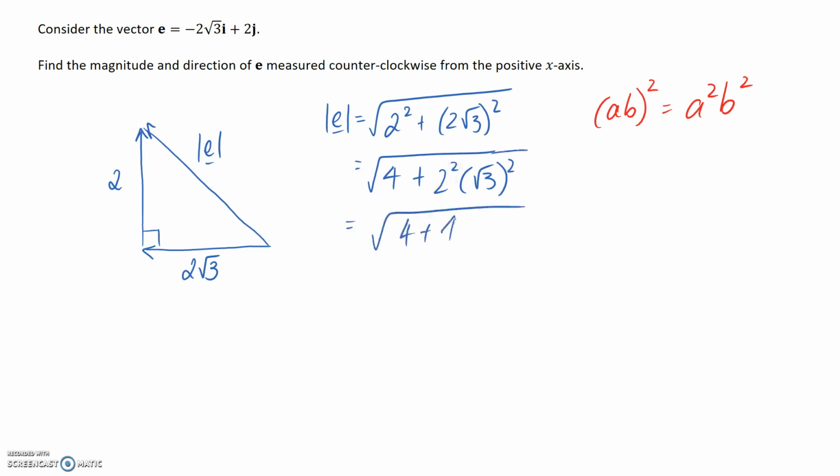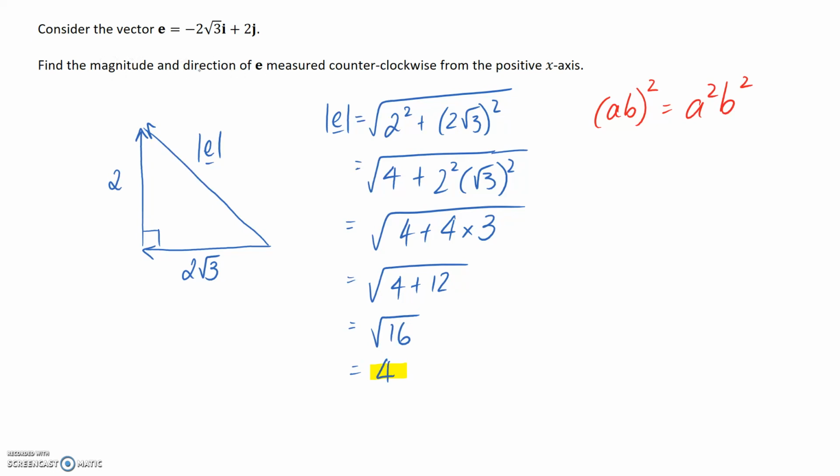2 squared is going to be 4 again, and the square root and the square cancel each other out, so this simplifies to just 3. So it's going to be 4 plus 12, which is 16, and the square root of 16 is pretty easy. That's just going to be 4. So that's the answer to the first part of the question.